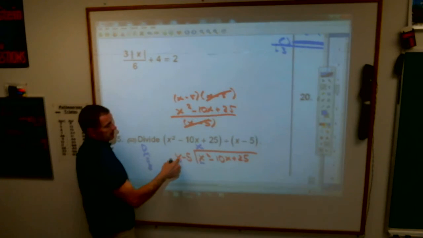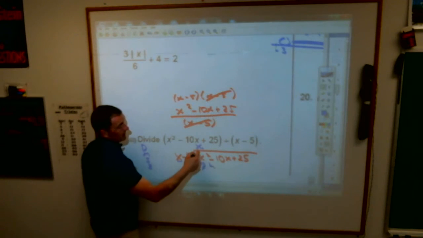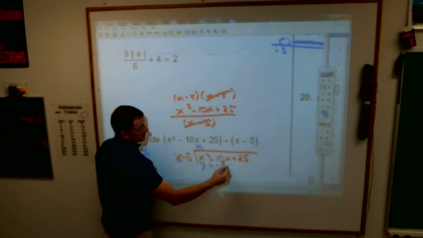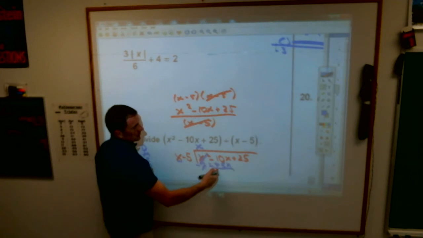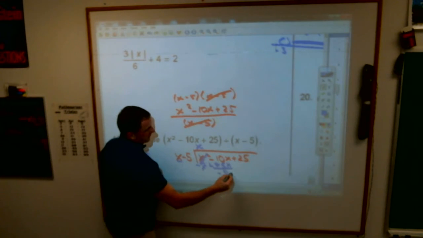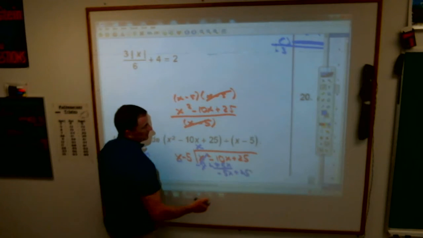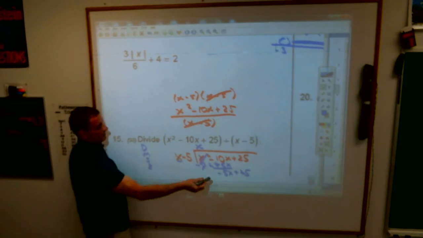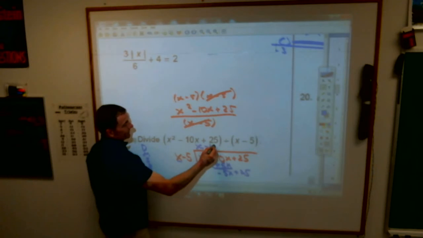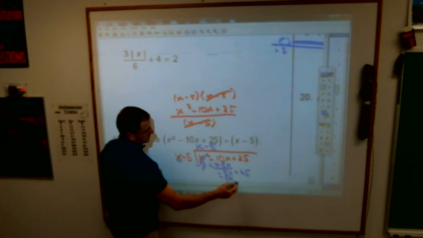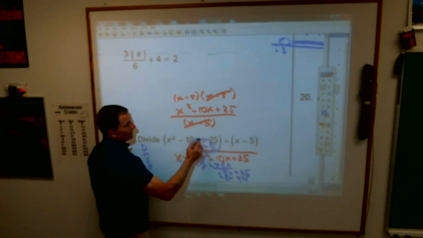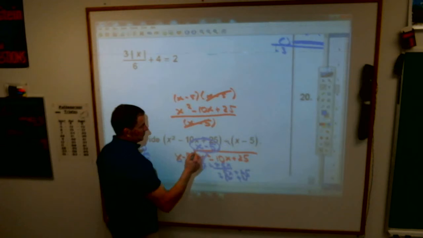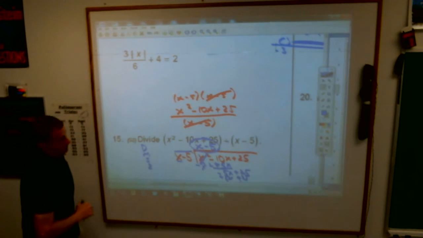X times x gives you x squared. X times -5 is -5x. Subtract means you change their signs to their opposites. This goes away, which is what you wanted. When you subtract or put those together, you get -5x plus 25. And you start all over again. What times x gives you -5x? -5. You get -5x plus 25, change their signs, and everything drops away, so you have this. If it didn't, you'd have a remainder and you put it over top of that, if you remember that from back in the day.